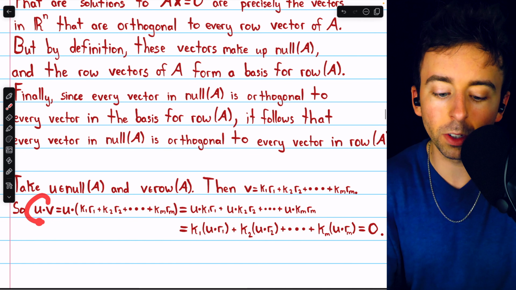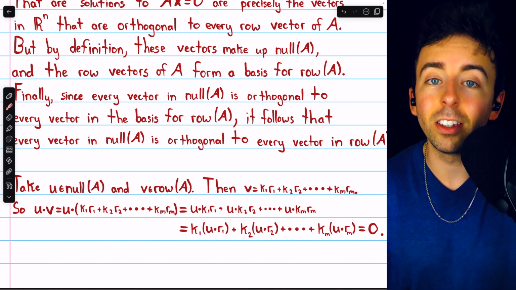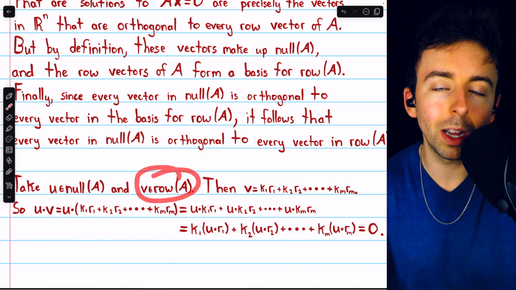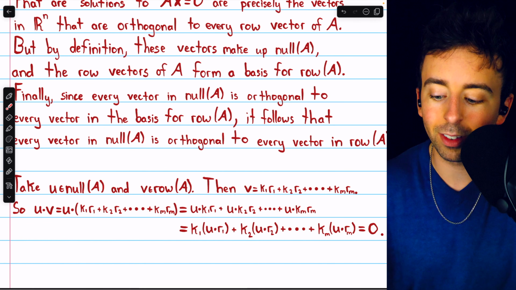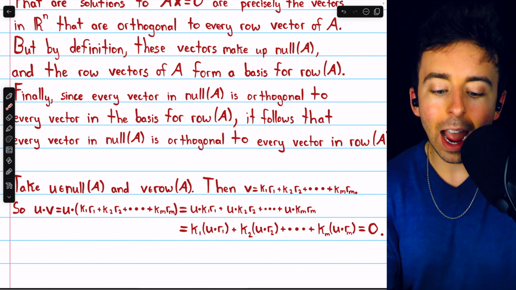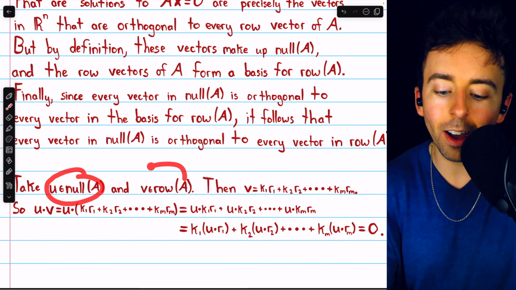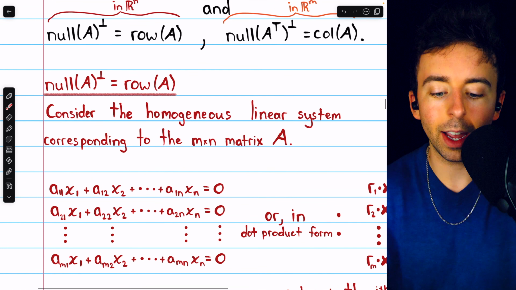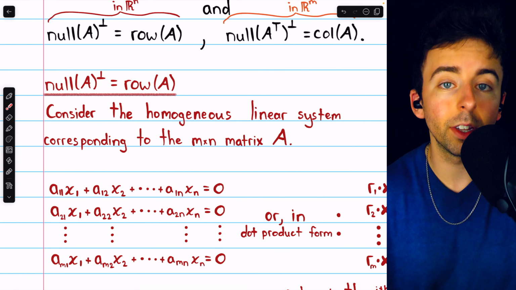And so the original dot product, u dot v, the dot product of an arbitrary null space vector with an arbitrary row space vector, all of those dot products have got to be 0. Hence, by definition of orthogonality, every vector from the null space is orthogonal to every vector from the row space. So we've proven that the row space of A is the orthogonal complement of the null space.